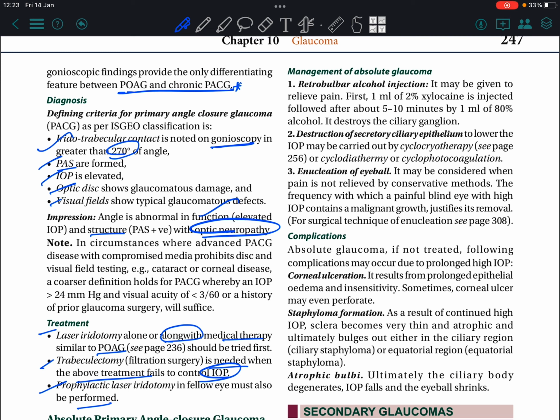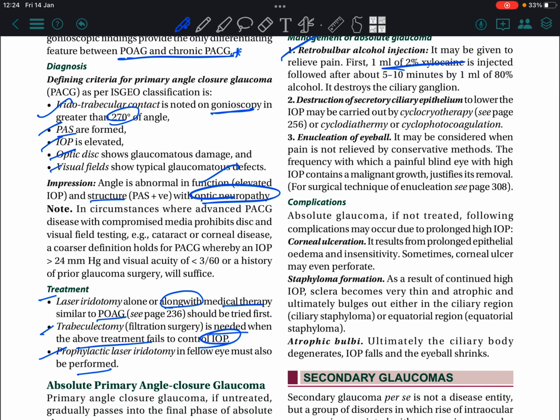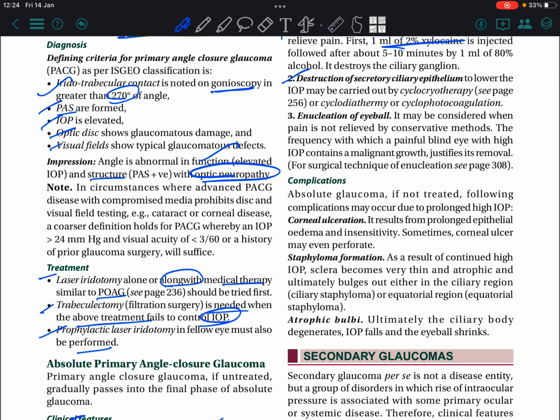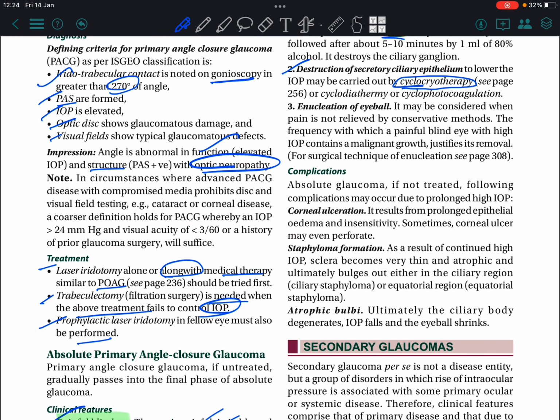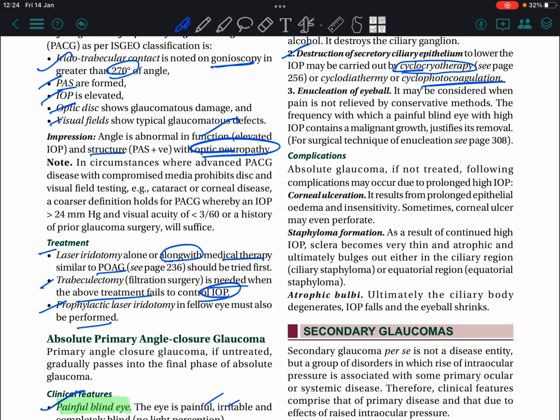Management of absolute glaucoma. Retrobulbar alcohol injection may be given to reduce the pain. First xylocaine is injected, then 1 ml of 80% alcohol is injected. Destruction of the secretory ciliary epithelium to lower IOP may be carried out by cyclocryotherapy, cyclodiathermy or cyclophotocoagulation. Enucleation of the eyeball may be considered when pain is not relieved by conservative measures. The frequency with which a painful blind eye with high IOP contains a malignant growth justifies its removal.